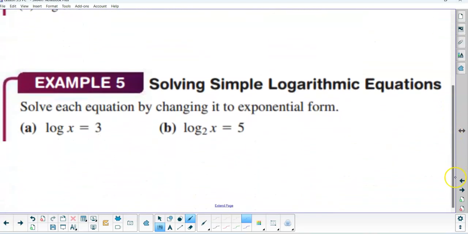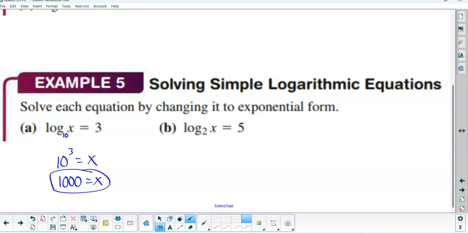Let's go down here to example 5. This says to solve each equation. We didn't have equations before. We were just evaluating logs, but these are equations now. So you can change these equations from log form to exponential to find the result. You can see that in part A, you've got an x inside your log, so the base of that log is 10 because there's nothing written there, so it's assumed to be a 10. It's a common log. So we can change this equation to exponential. It'd be 10 to the third equals x, and then obviously 10 to the third is just 1,000, and so our result is 1,000.